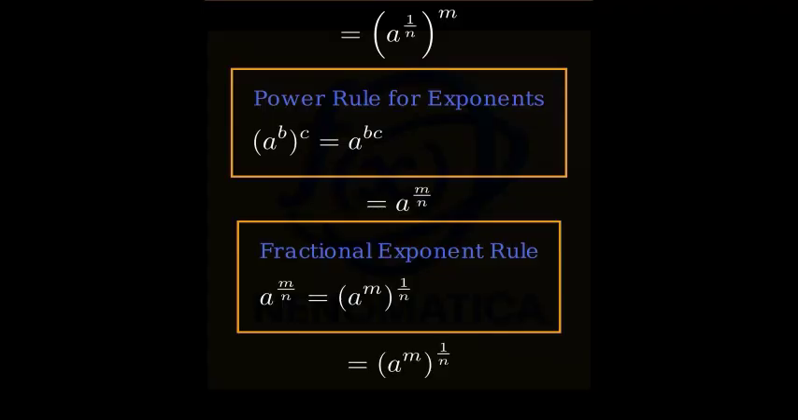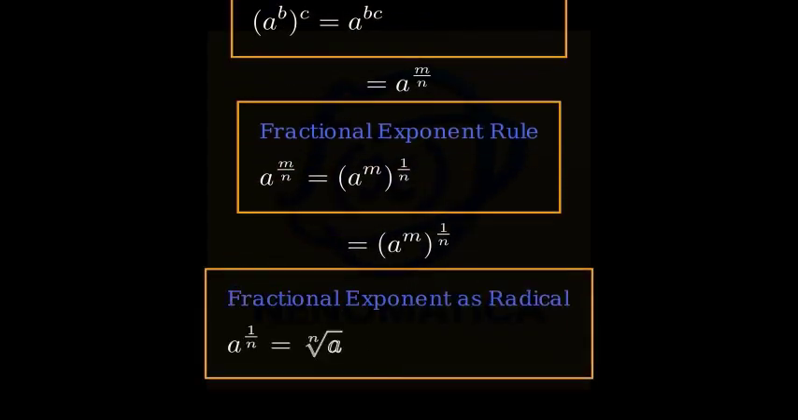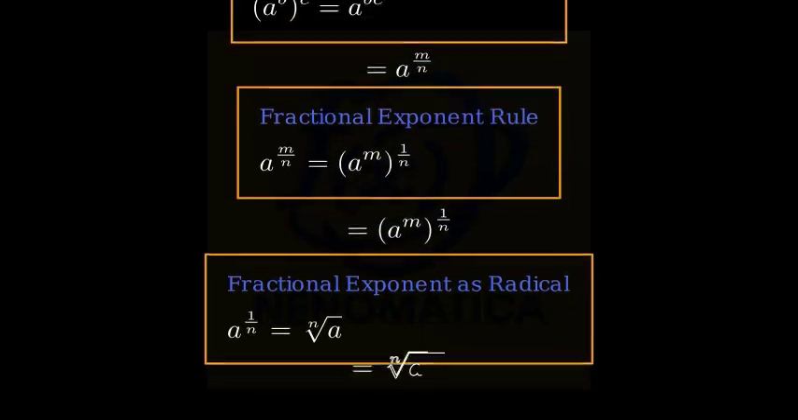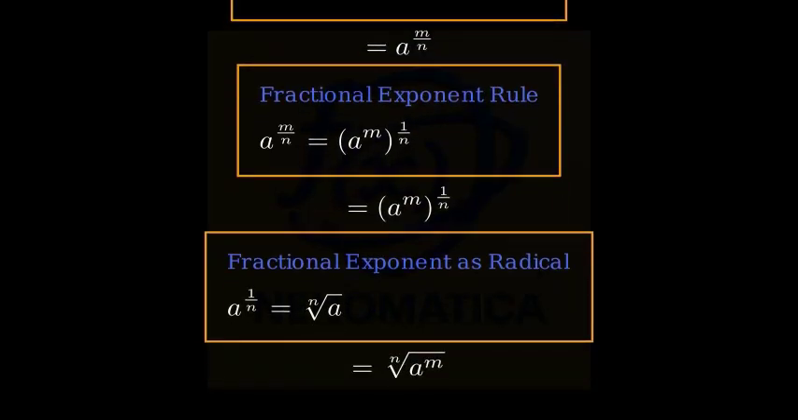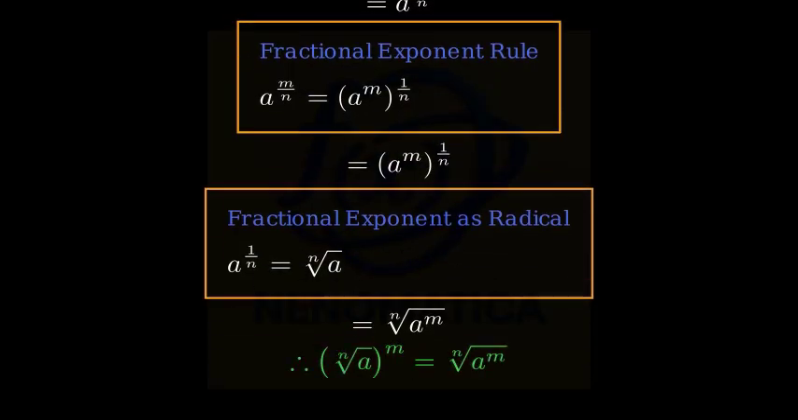For our final step, we'll use the definition of the nth root again, but in reverse. A to the power of m, all raised to the power of 1 over n, can be written as the nth root of a to the power of m. And that gives us exactly what we wanted to prove. The nth root of a raised to the power of m equals the nth root of a to the power m.